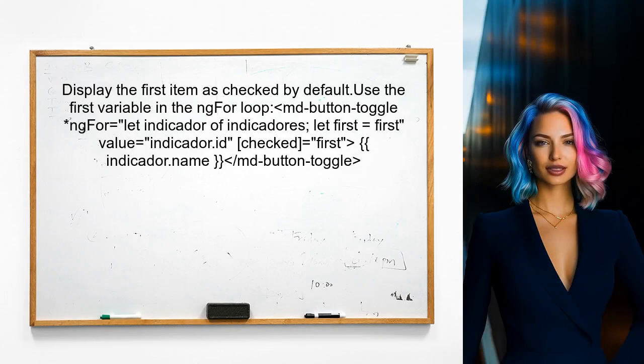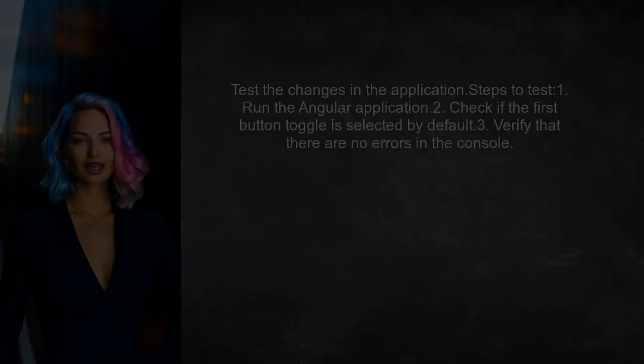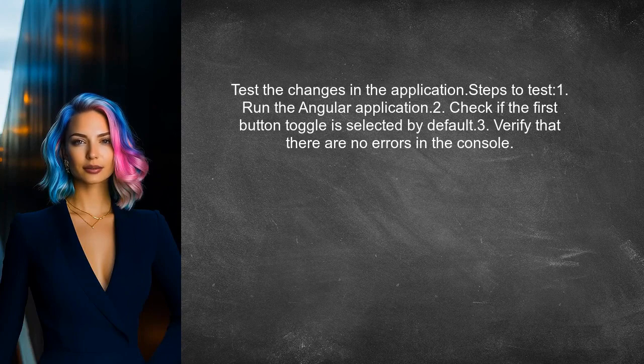Now let's ensure that the user understands how to display the first item as checked by default. The user can achieve this by using the first variable in the ngFor loop. Finally, the user should test the changes in their application. They can do this by running the application and checking if the first button toggle is selected by default.